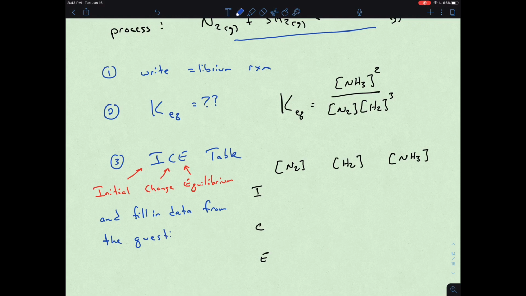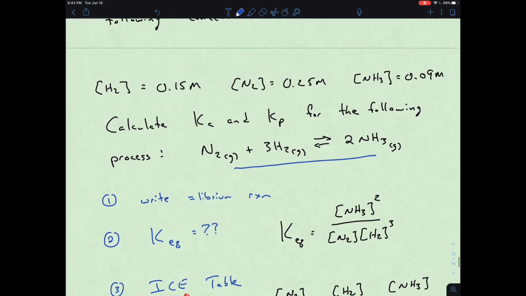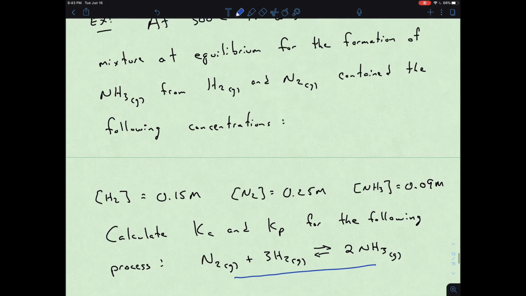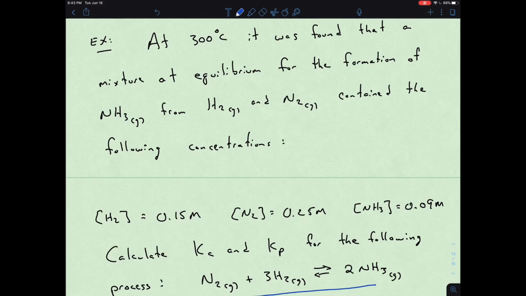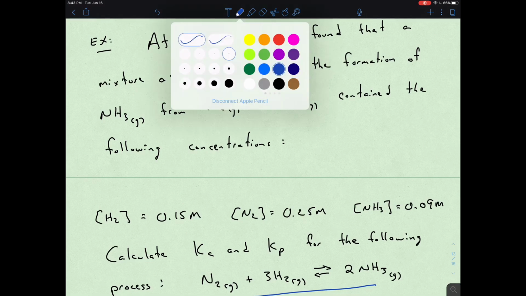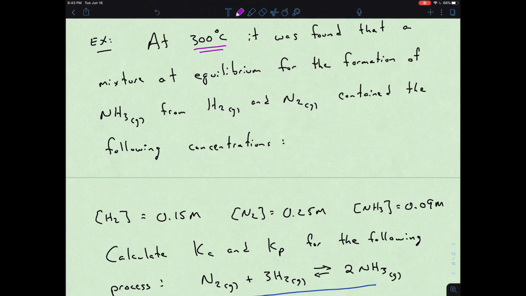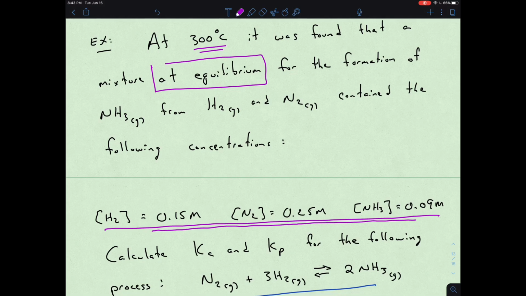from the question. So if we go back to the question, we find that there's really not much information save for what we have at equilibrium. We do have a temperature of 300 degrees Celsius, and then we have our concentrations here, and these are ones that are at equilibrium. So this is a way here to get to our K sub C, since all the values are in terms of molarity.